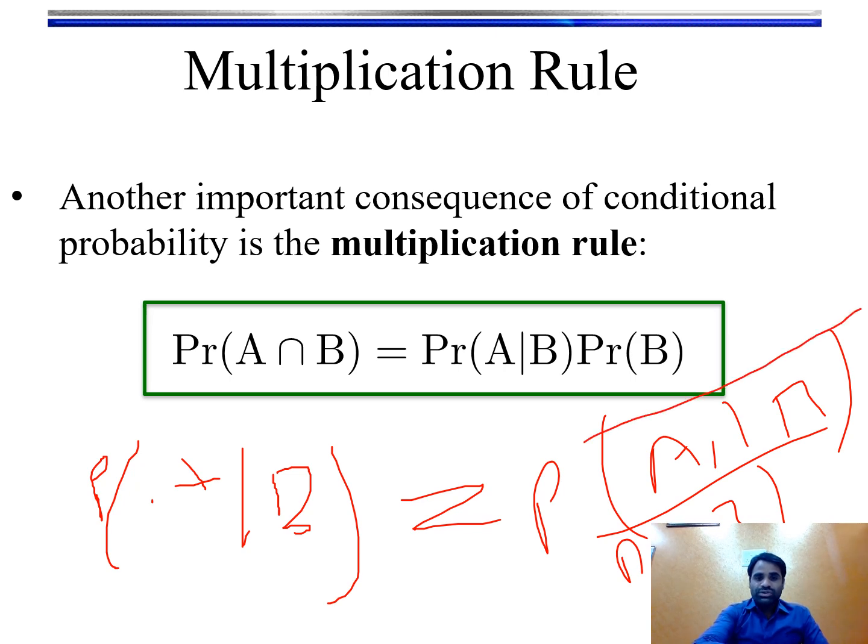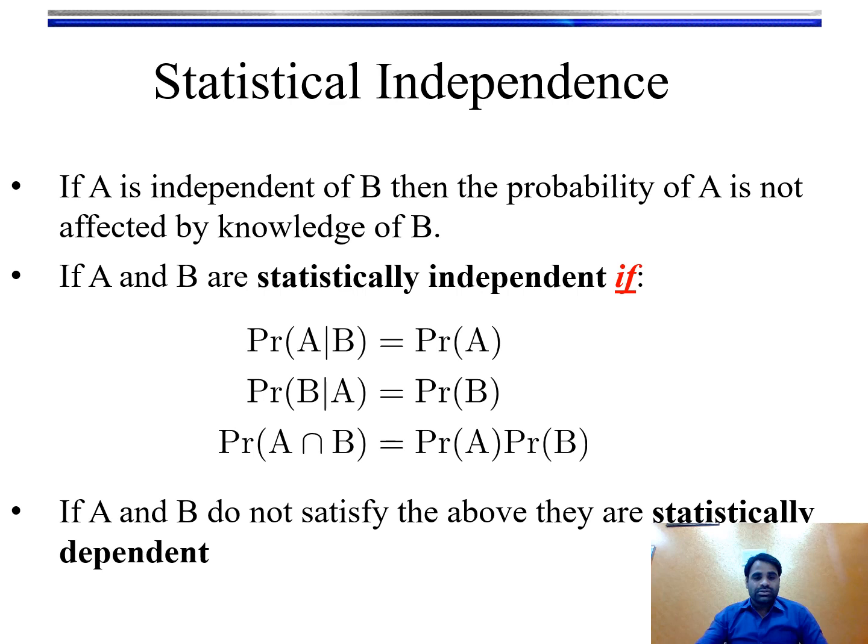If we want to get this probability of B, what we have to do is take probability of B to the left side. Then what you get is probability of A given B into probability of B. So this is the multiplication rule. Based on these two, the conditional probability and the multiplication rule, we have to derive the total probability. And then I also discussed statistical independence.